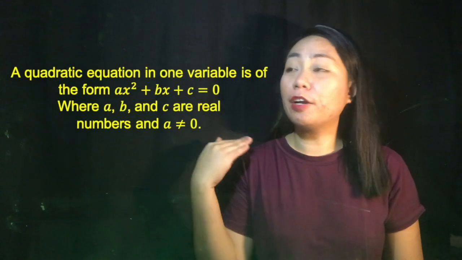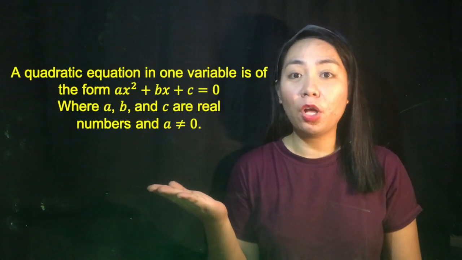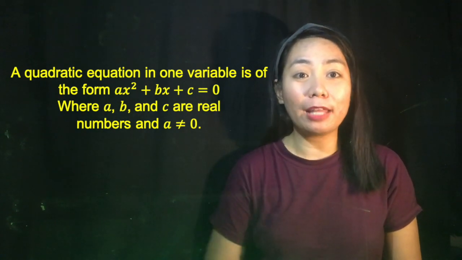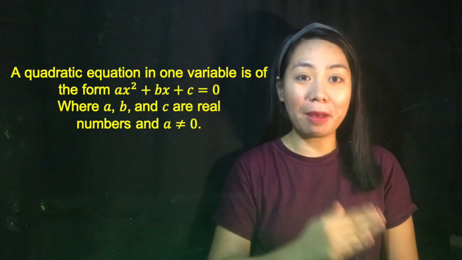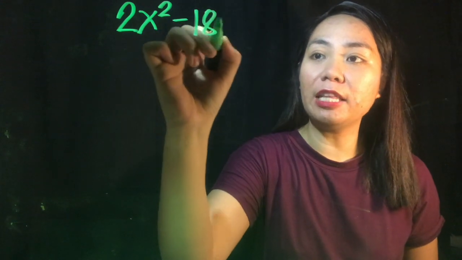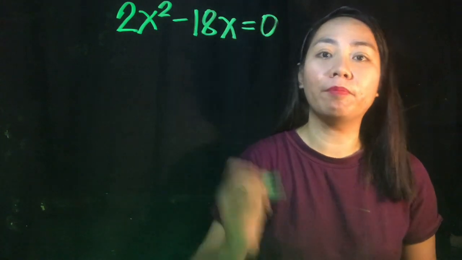And when we speak of quadratic equations, these are equations in one variable with a degree of 2. Meaning, ang highest exponent ay 2, hindi pwedeng mas mababa, hindi pwedeng mas mataas. And let's try this first problem. 2x squared minus 18x equals 0.